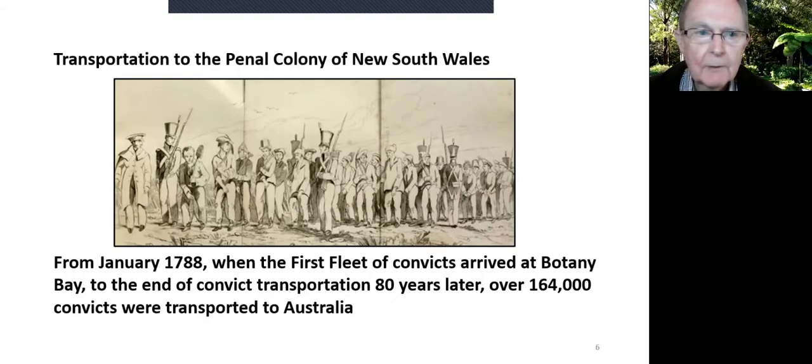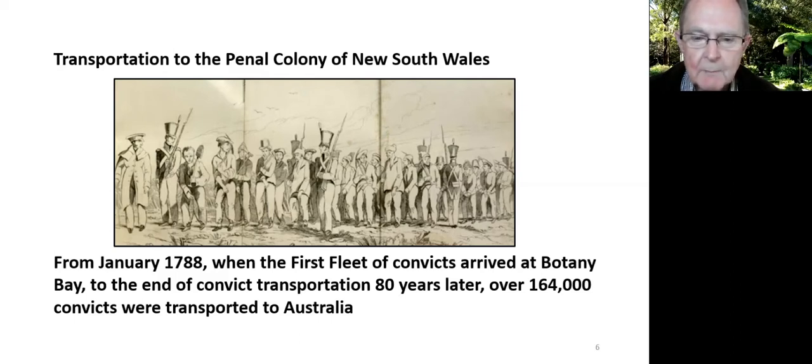So we start off looking at transportation to the penal colony of New South Wales during the convict era. In January 1788, as you know, the first fleet arrived in Botany Bay, and through to the end of the convict transportation period, which was just on 80 years, over 164,000 convicts were transported to Australia.